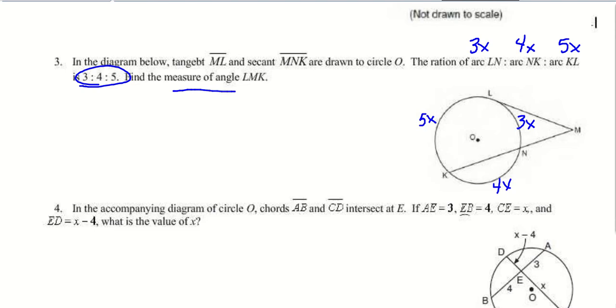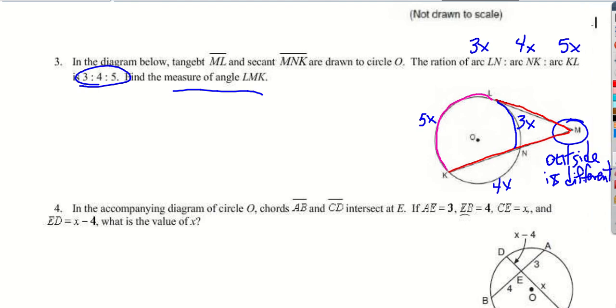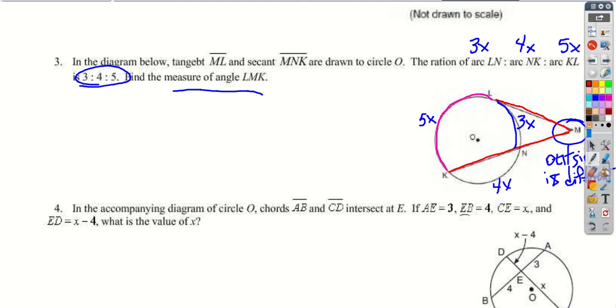And remember, we're actually trying to find the measure of angle LMK, which is out here. So remember our saying that outside is different. And so we're going to subtract the measure of the 2 arcs formed by this angle. So we're going to subtract the measure of the first arc, which is LN, away from the measure of LK and then take half. So that's what we're going to be looking to do.